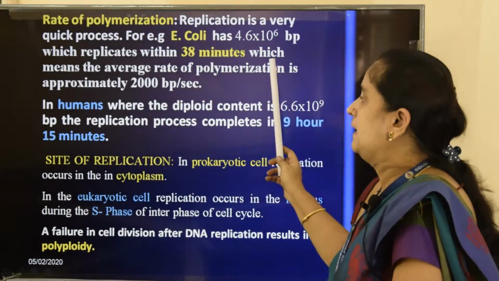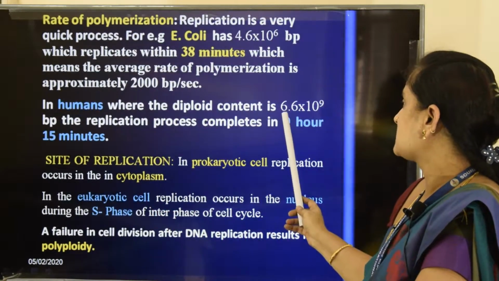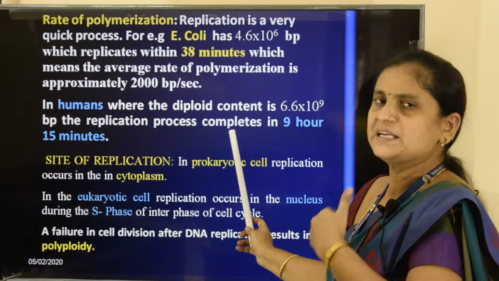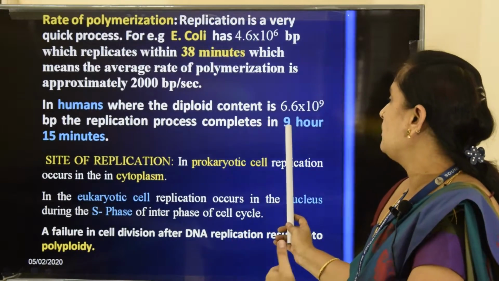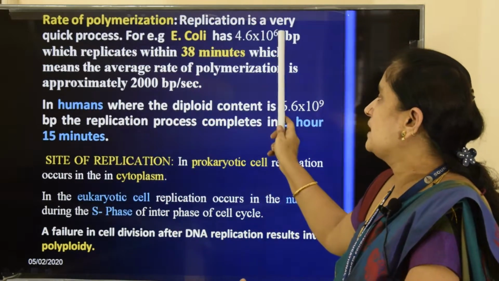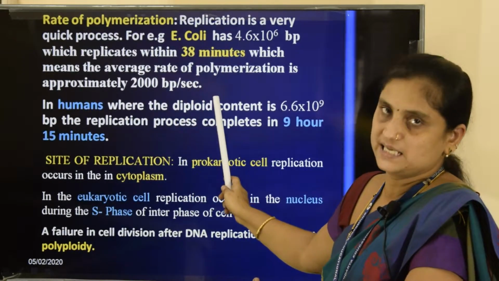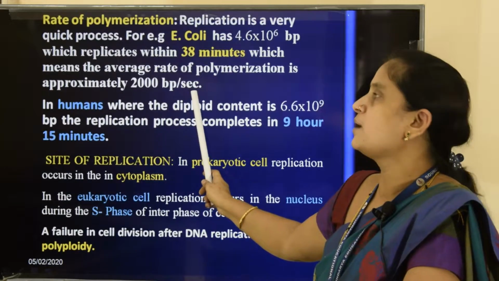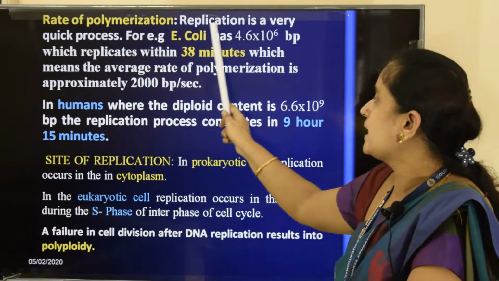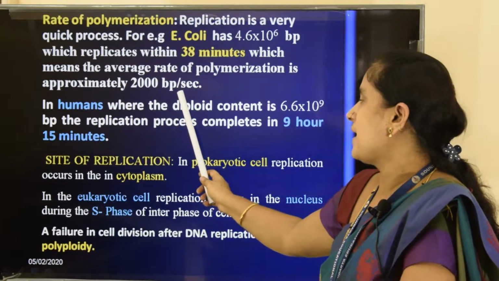Similarly, if you take a human diploid somatic cell, where the DNA has 6.6 into 10 to the power of 9 base pairs, the replication of the entire DNA is completed within 9 hours and 15 minutes. So this indicates that the rate of replication is approximately 2000 base pairs per second. Remember this point, it will be asked in the examination once again, in CET or NEET. So what is the rate of replication? It is nearly or approximately 2000 base pairs per second.